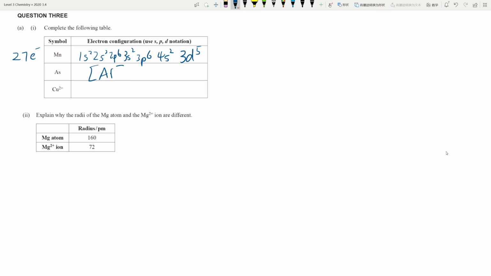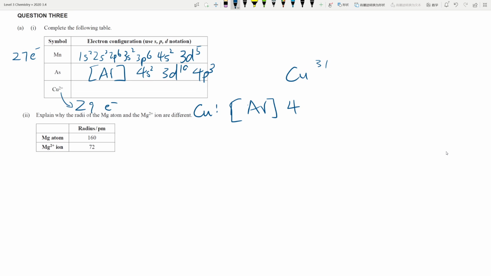For As, I'm not going to do the first part anymore. I'm just going to do argon, and then 4s2, 3d10, 4p3. Then Cu2+. Now for Cu2+, I would like you to do this first. Cu2+ is 29 electrons, and copper is 31 electrons. So what I want you to do is do the copper first. Just do copper. Cu. So this is going to be argon, 4s1, 3d10.